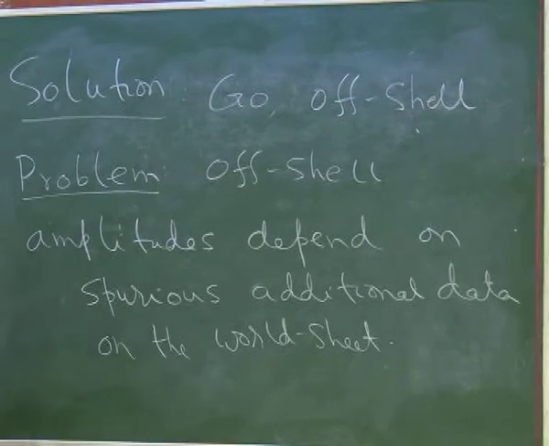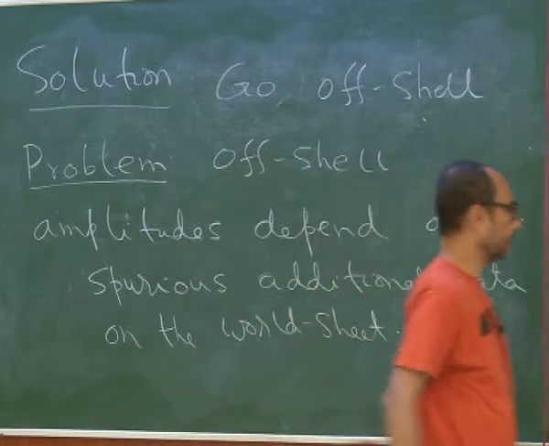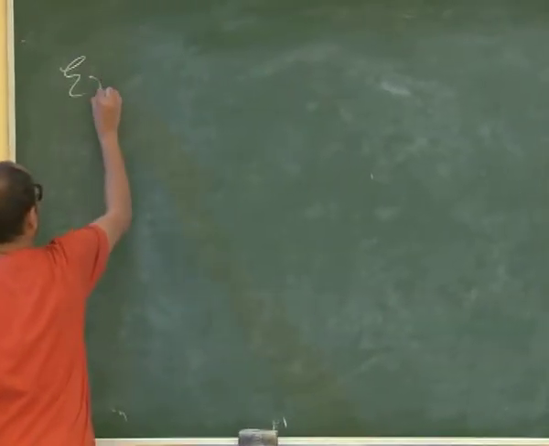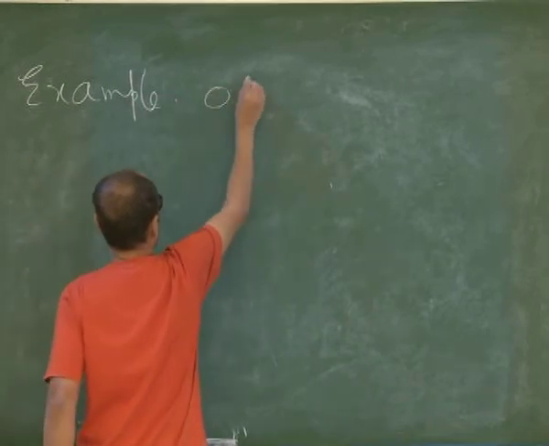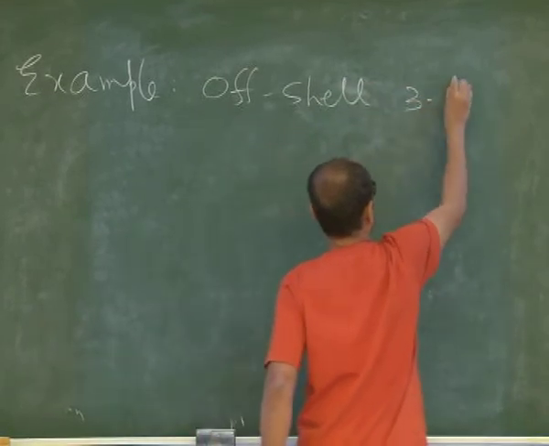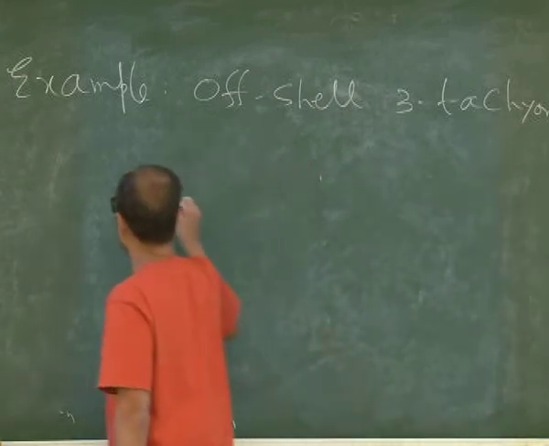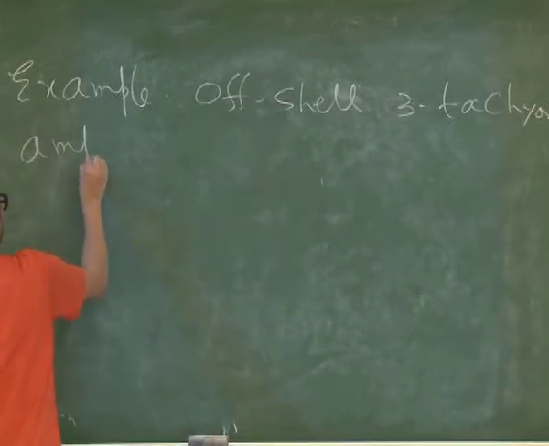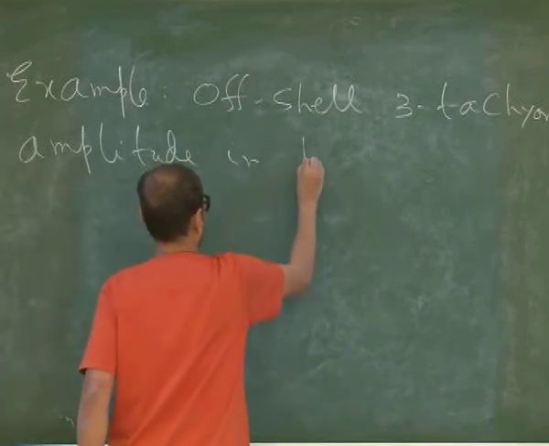Okay. So what do you mean by this, that they depend on spurious additional data? It's best illustrated by looking at an example. So example, say the off shell 3 tachyon amplitude in bosonic string theory. The simplest possible thing you can think of. 3 tachyon amplitude in bosonic string theory.